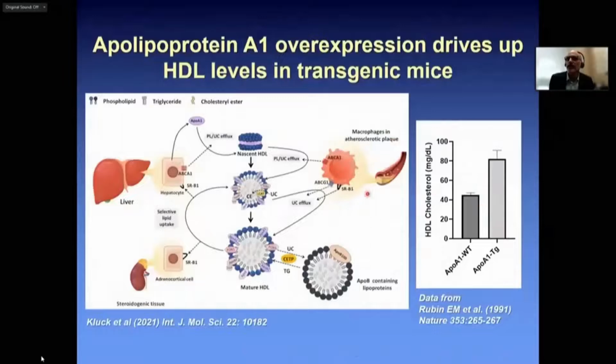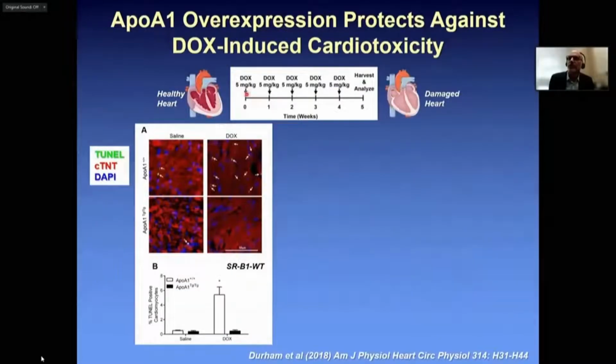Looking in vivo, she wanted to use a system where she could manipulate HDL levels. And as I mentioned before, HDL production is driven by the production of ApoA1. So she used ApoA1 transgenic mice that overexpress human ApoA1, leading to an increase in the amount of HDL in circulation. And so she treated these mice with doxorubicin, 5 milligrams per kilogram per week for 5 weeks, and then analyzed them a week later.